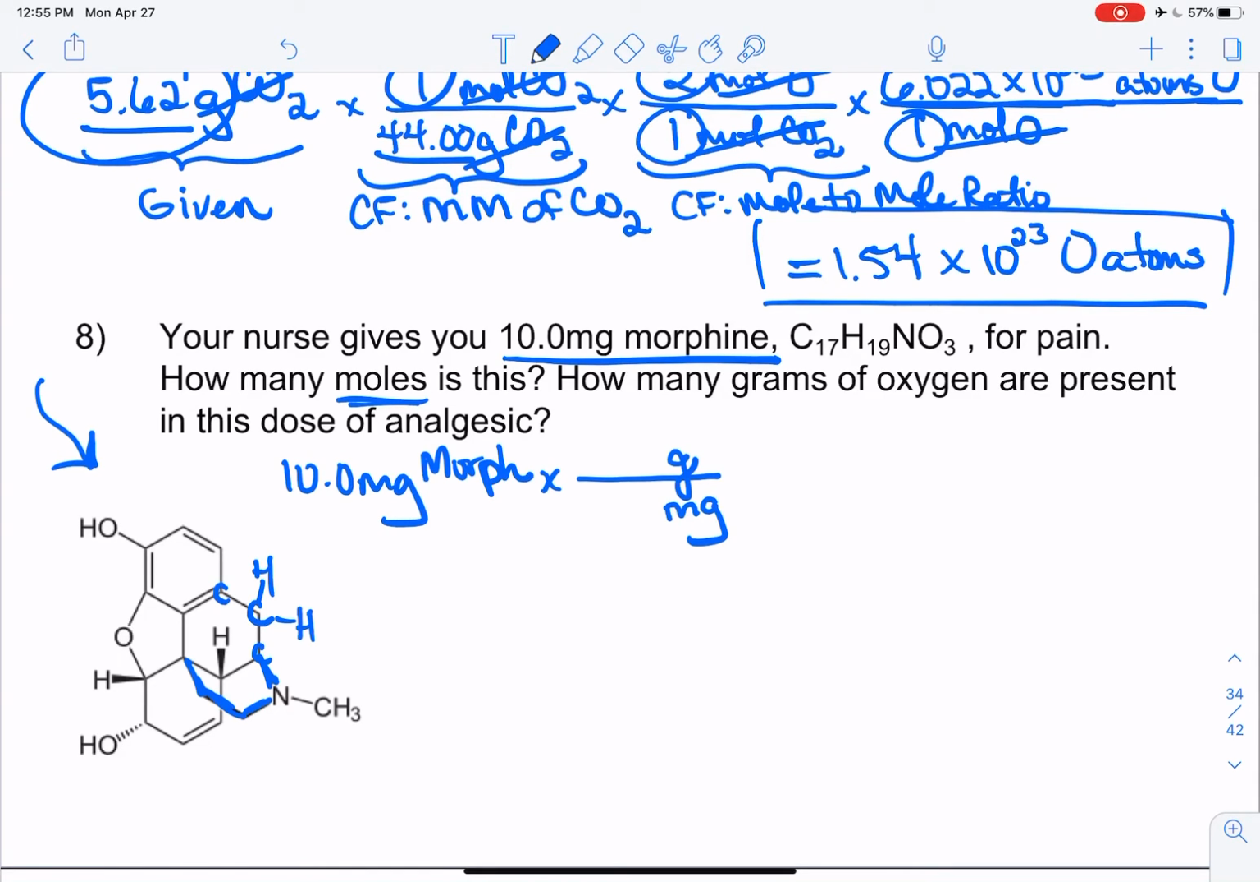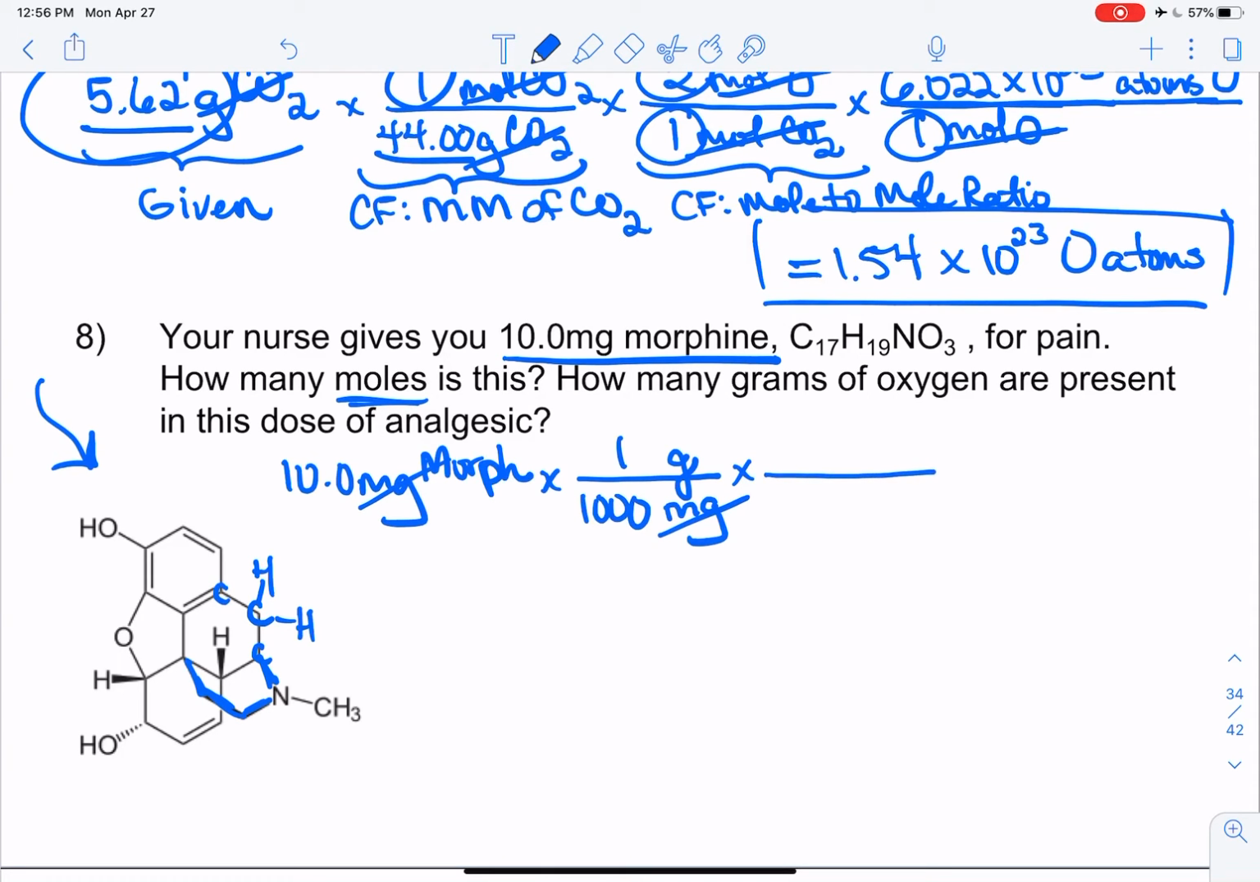So which one is the bigger unit, grams or milligrams? It's grams. So you want the one next to grams, and you want to ask yourself, how many milligrams can I fit into a gram? How many milligrams per gram? And this is one of those things you should know by this point, that there are 1,000 milligrams per every gram. So we've canceled out our milligrams here, and we're in grams.